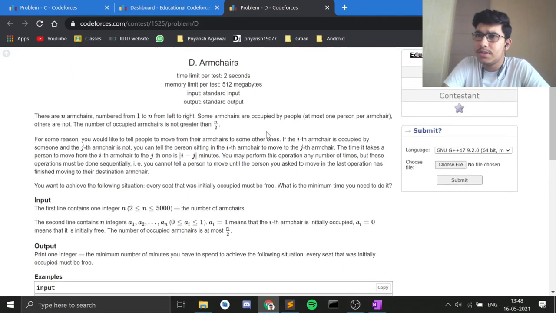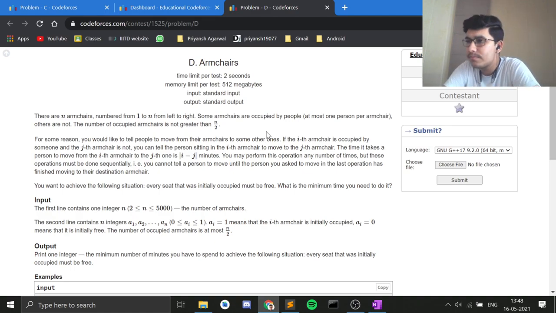There are n armchairs numbered 1 to n from left to right. Some armchairs are occupied by people. Others are not. The number of occupied armchairs is not greater than n by 2. Okay. For some reason, you would like to tell people how to move their armchairs to some other ones. If the ith armchair is occupied by someone and the jth is not, you can tell the person sitting on the ith to move to the jth armchair. The time it takes for the person is mod of i minus j.